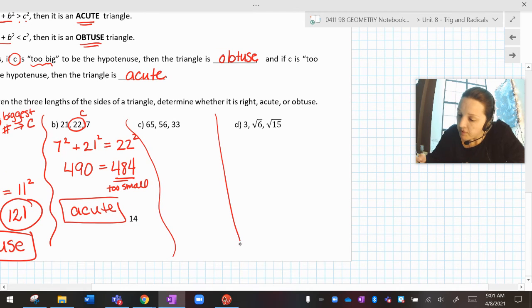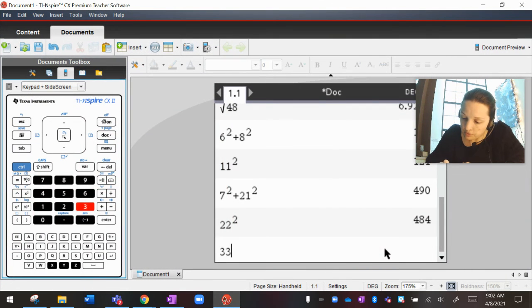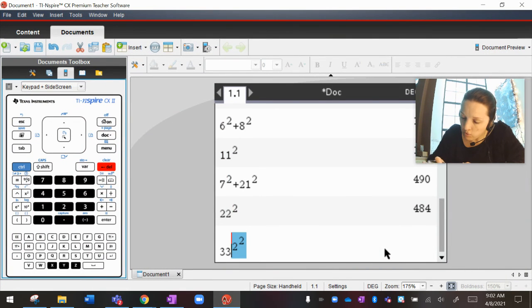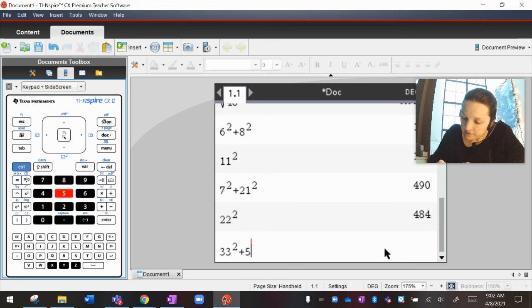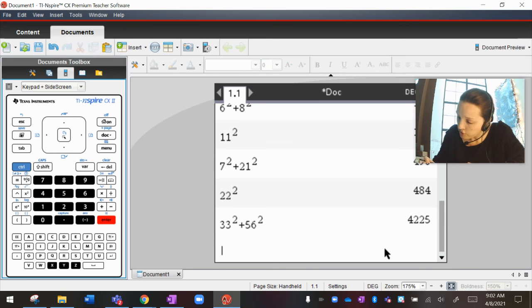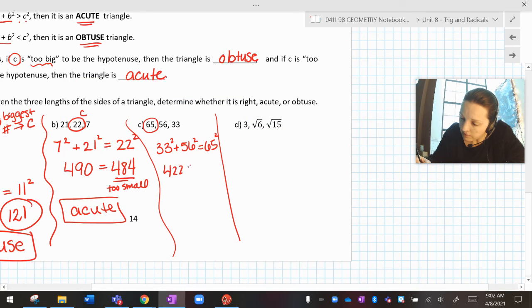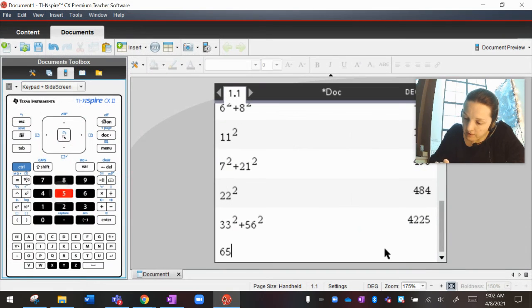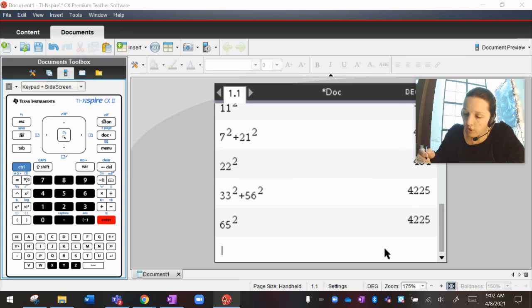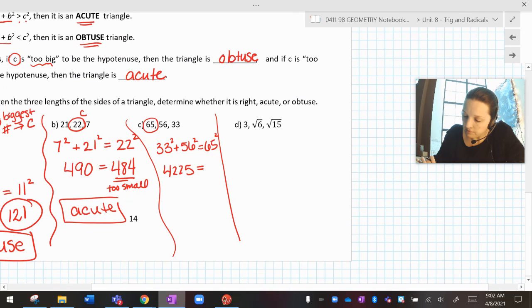All right, 2 more. Same thing. ABC. C has to be the biggest one. 33 squared plus 56 squared equals 65 squared. Let's find out. 33 squared plus 56 squared is 4225. And 65 squared is also 4225. They work. It matches. When this is exactly as what it should be, I know I have a right triangle.